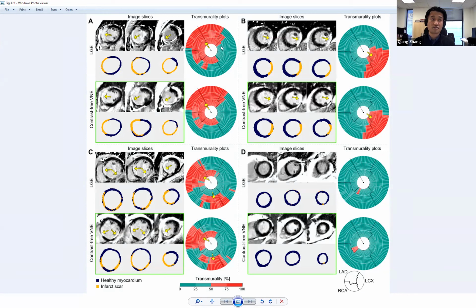And we further derived the transmurality plots based on the scar region of interest. We can see both methods detected a clear LAD infarct scar in this patient, and also a circumflex infarct scar in this patient. And there is also an infarct scar detected in multiple territories in this patient example. And then in the last patient example, there's no significant myocardial infarction scar.